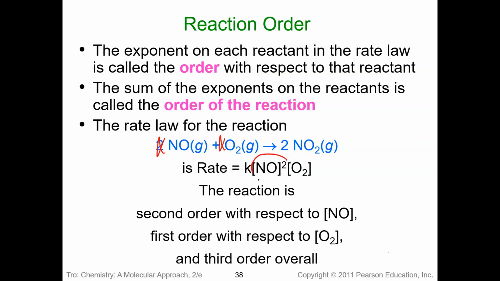And so we say that this reaction is second order with respect to NO, and this is first order with respect to O2. And then this is a 1. The overall order, this is a third order overall. So for the overall order, we just add these exponents. So if this was also a 2, then it would be a fourth order reaction.